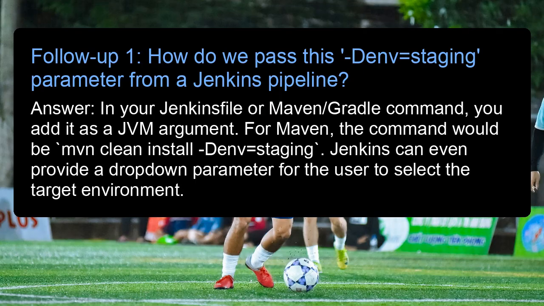Follow-up 1. How do we pass this -Denv=staging parameter from a Jenkins pipeline? Answer: in your Jenkinsfile or Maven or Gradle command, you add it as a JVM argument. For Maven, the command would be mvn clean install -Denv=staging. Jenkins can even provide a drop-down parameter for the user to select the target environment.